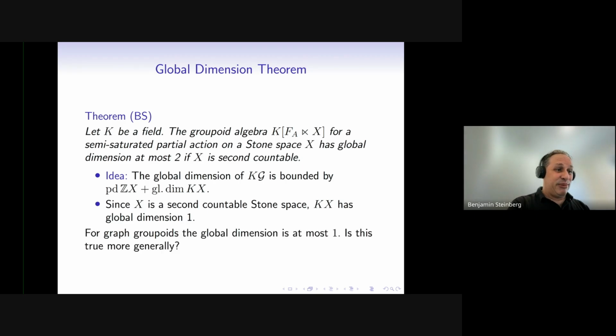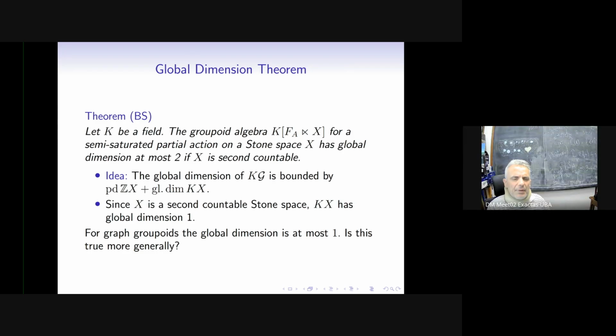For graph groupoids, the global dimension is at most 1. Is this true more generally? I really hope so. I don't have any evidence to prove otherwise. Of course, the other case where we know it's true is if you do a total action of a free group. A free group is an example of such a guy, and a free group has global dimension 1 over a field, and it's a semi-saturated partial action groupoid. But that's an extreme case. So what happens in general, I don't know. More generally, if you had a free group acting on a finite space, you would also get global dimension 1.